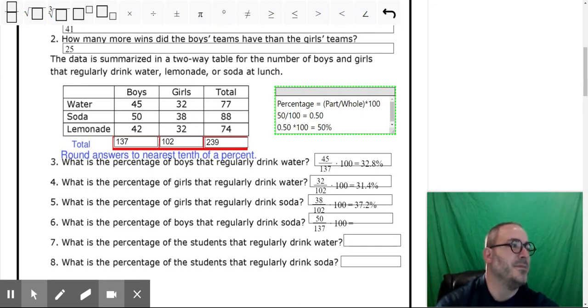All right, so 36.4963. We got another irrational number here. We're rounding to the nearest tenth. There's a 4 in the tenths place. I go over to the hundredths place, and there I see a 9. That 9 is 5 or greater, which tells me I got to round that 4 up. So I got 36.5%.